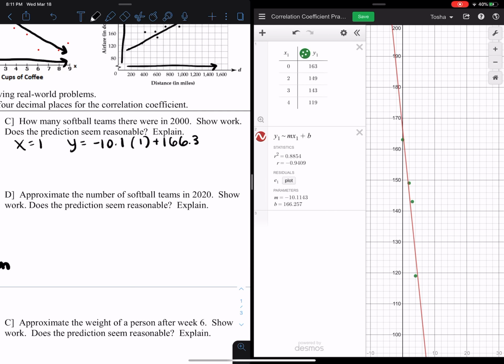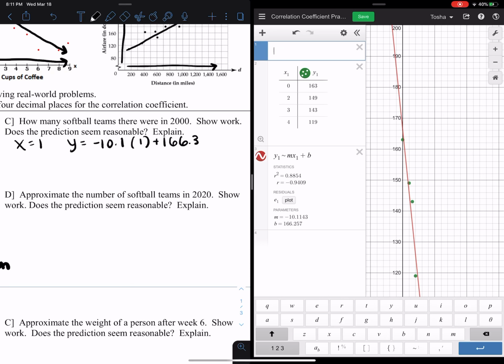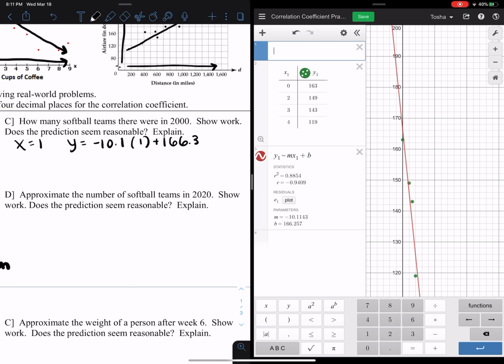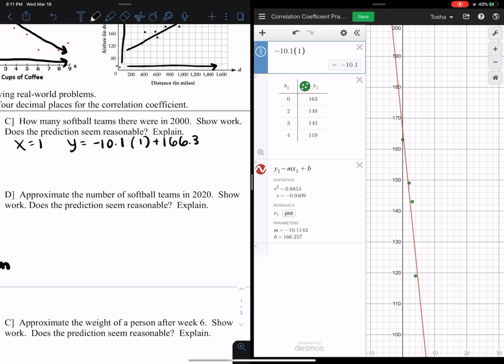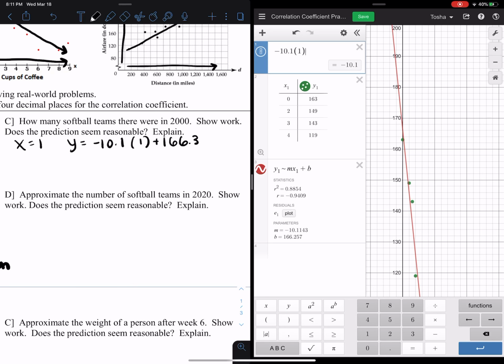And something cool on Desmos, you don't even have to go to a different app or a different page to calculate this. You can just hit the plus sign, do expression, and type this in. It'll graph it on your graph, but it doesn't really matter. So we're going to put in negative 10.1 times 1 with parentheses. And you see down here in this gray box, it says negative 10.1. But we have to add in our b value, so we have 166.3. And right there, it tells us that in 2000, there were 156.2 softball teams.